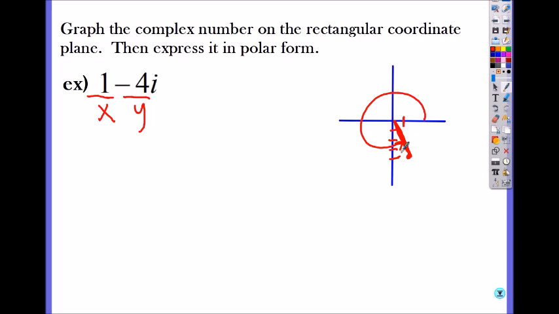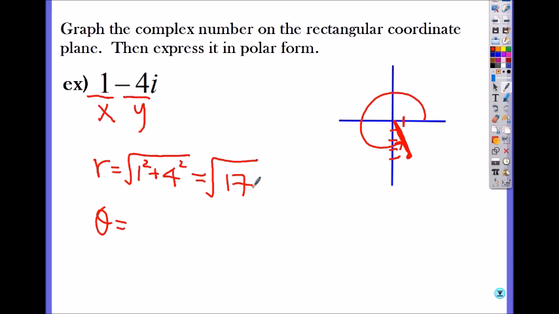So what do we need? We need r and theta, right? R is the length. So it's the square root of 1 squared plus negative 4 squared, which is the same as 4 squared. So I'm going to just write it in positive. So it is square root of 17. Just leave it as it is. Just simplify the radicals.